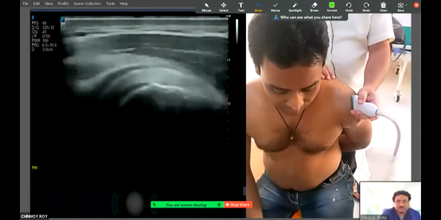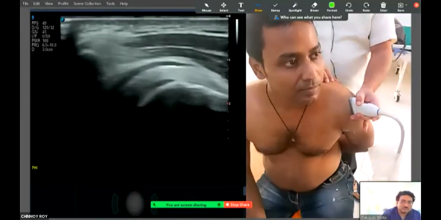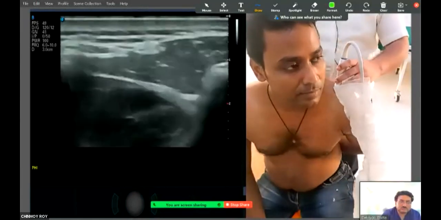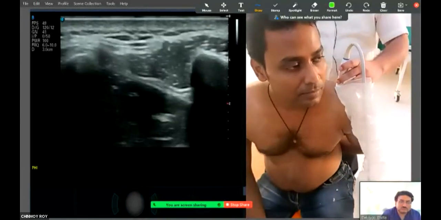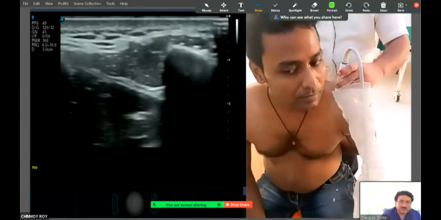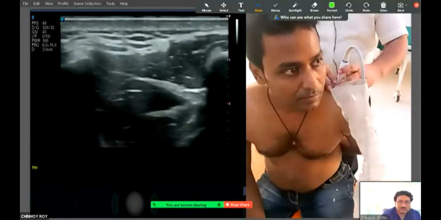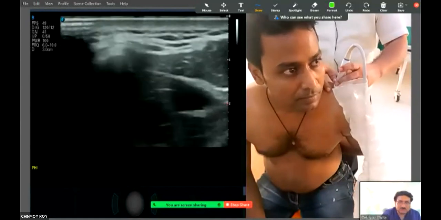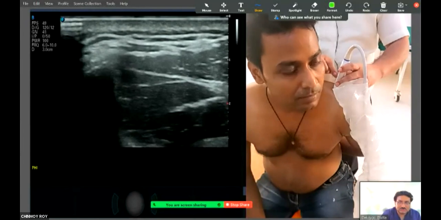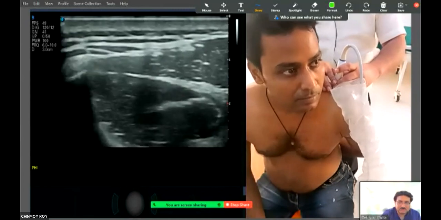Okay, so this is the supraspinatus we have shown you. In short axis, there is nothing much to see. If I just hold like this, this is the muscle belly of supraspinatus. The upper part is actually the clavicle, and the lower part is the scapular spinous process. But the whole muscle belly is supraspinatus.